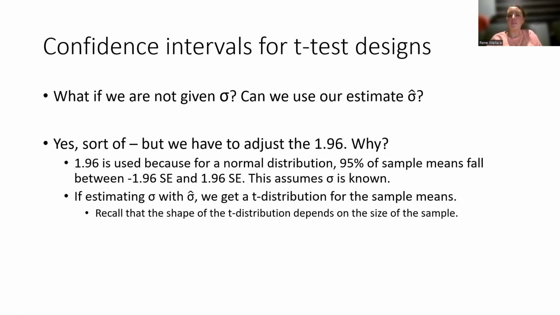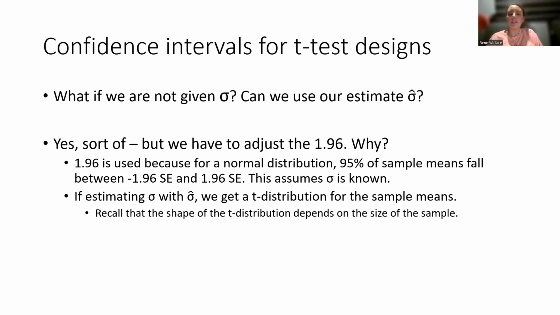But what if we don't have the standard deviation? Could we use our sigma hat? Could we use our estimated standard deviation? Yes, but kind of. We have to adjust the 1.96 because 1.96 is used for a normal distribution. In a normal bell curve, 95% of the sample means fall between negative 1.96 SE and 1.96 SE. And this assumes the standard deviation is known, right? We know what that is. It's a standard deviation on a standard normal bell curve.